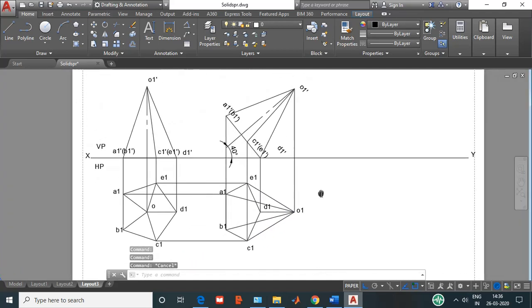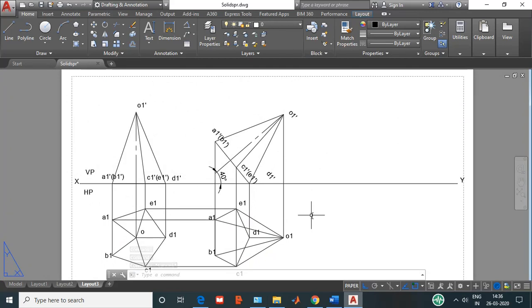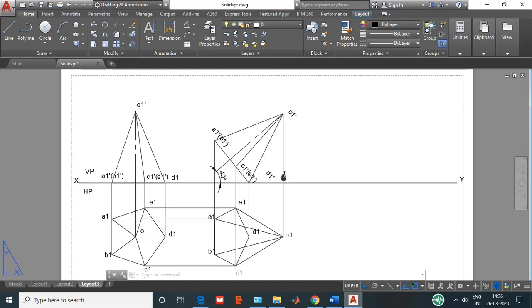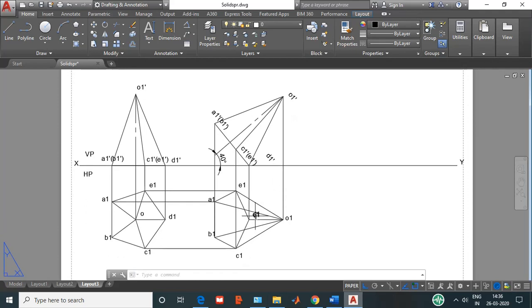Before I go to the furthest point, remember one thing: in pyramids the apex is not considered a point. Please remember this. The apex is just an imaginary point, so it is not considered the furthest point in any case. Keeping this in mind, if the observer is looking from here, the furthest point from the observer is this, and this point is D1 dash. D1 dash is nothing but D1 in the top view.